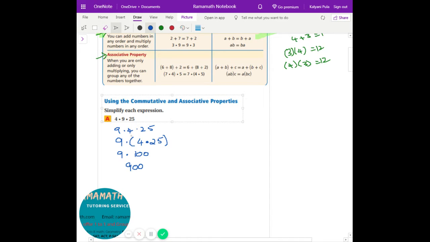So obviously here we applied the commutative property, and then here we applied the associative property. Because we switched that, and then we just multiplied and we get the answer on that.